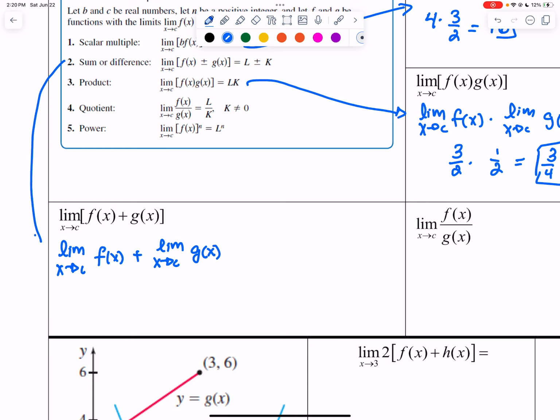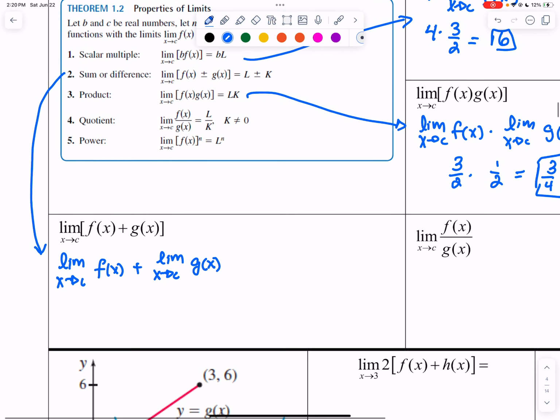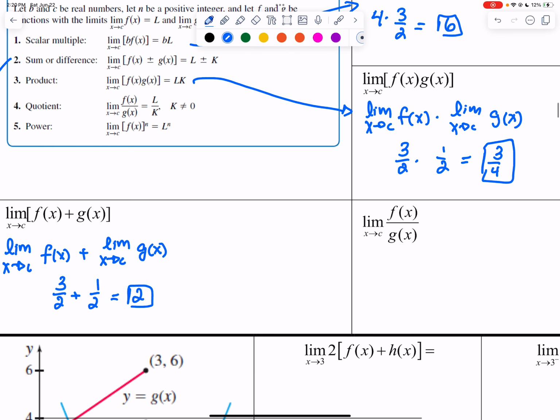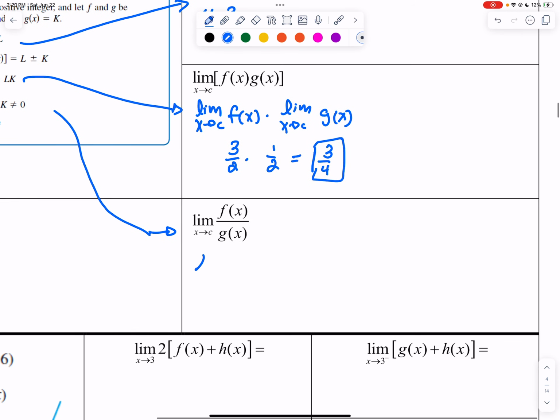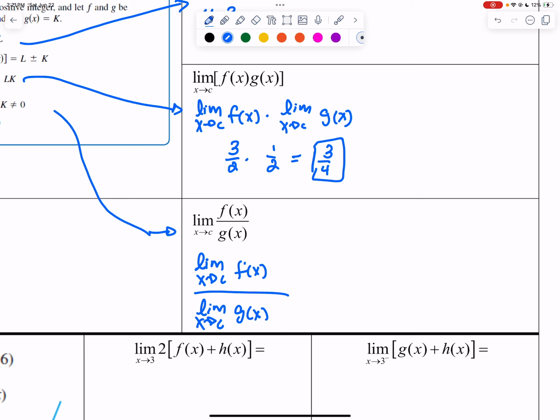Some difference, I know that I have 3 halves plus 1 half. That's going to give me 2. And then using quotient right here, I have the limit as x approaches c of f of x over the limit as x approaches c of g of x. That's going to give me 3 halves over 1 half, which is going to give me 3.